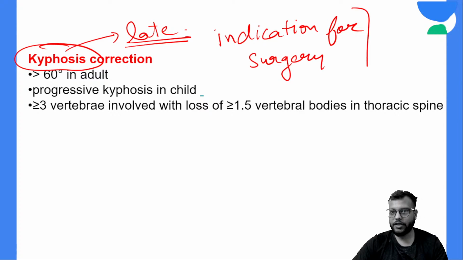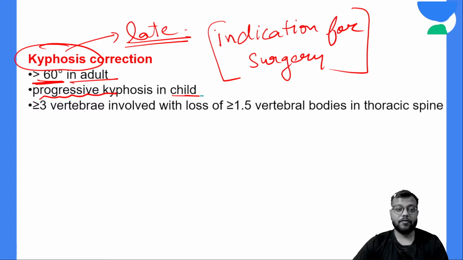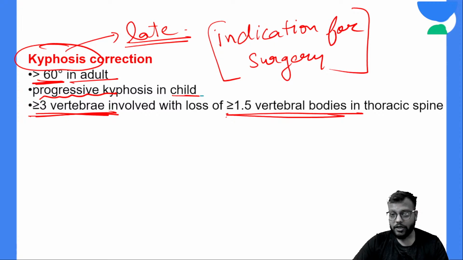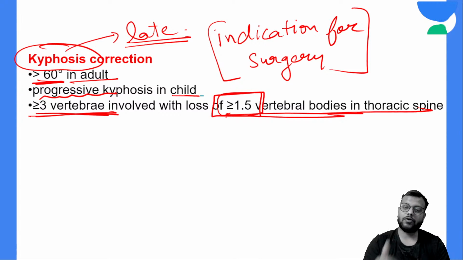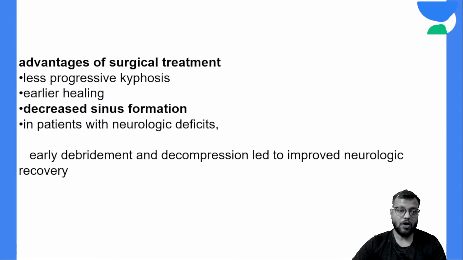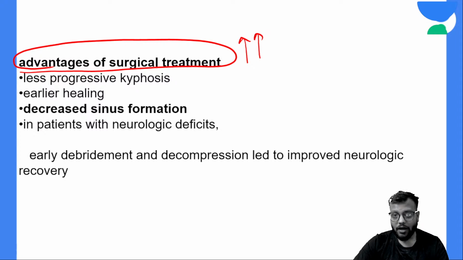kyphotic deformity are, first of all, if it is more than 60 degrees in adult, or in child में if it is progressive, or if there is involvement of 3 or more vertebral bodies, or the vertebral bodies of the thoracic spine अगर सिर्फ 1.5 से ज़्यादा है, तो भी you can go for the kyphotic deformity का correction. Now surgical treatment is nowadays advised and preferred over the non-surgical treatment in case of Pott spine.